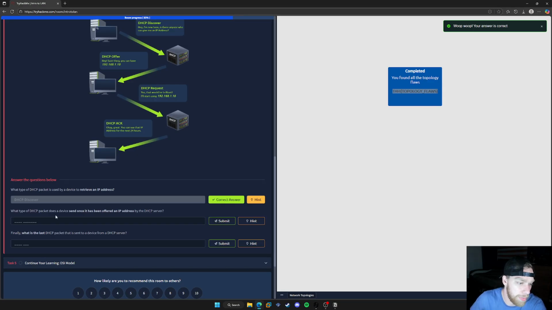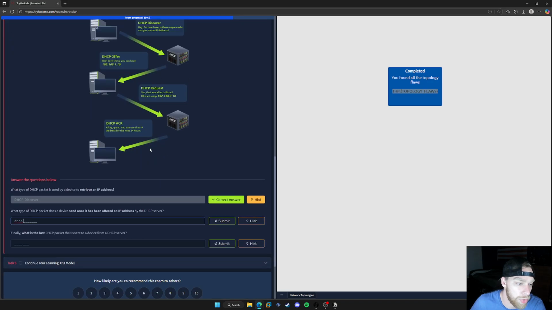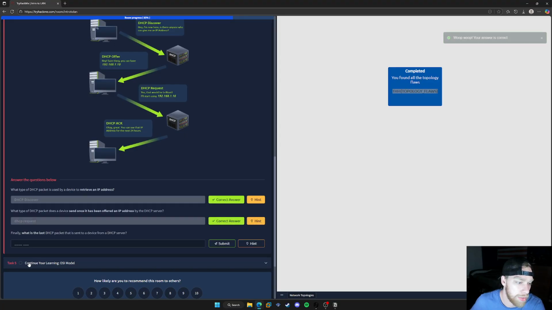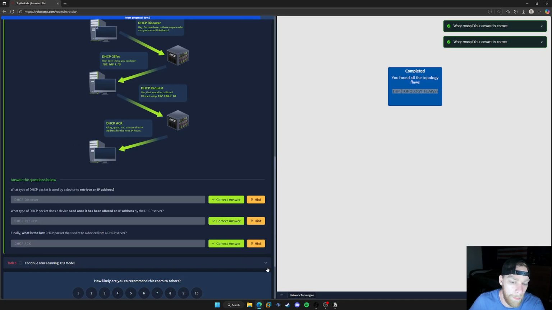Yes. What type of DHCP packet does the device send once it has been offered an address? So then DHCP, this will be your request. And then finally, what is the last? So this is going to be your DHCP acknowledge. As you can see this right here.